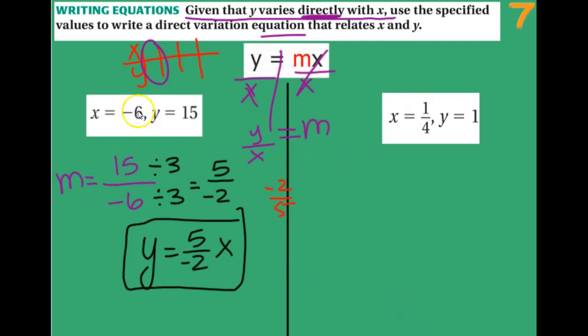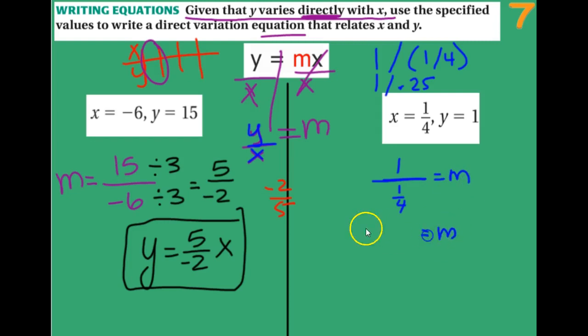This one, same thing. We're going to take y, and we're going to divide it by x. So 1 divided by 1/4. If you're going to type this in your calculator, you're going to type 1 divided by, and then in parentheses put 1 divided by 4. Or, some of you know 1/4 is 0.25. That'll give you our slope, which should be 4.